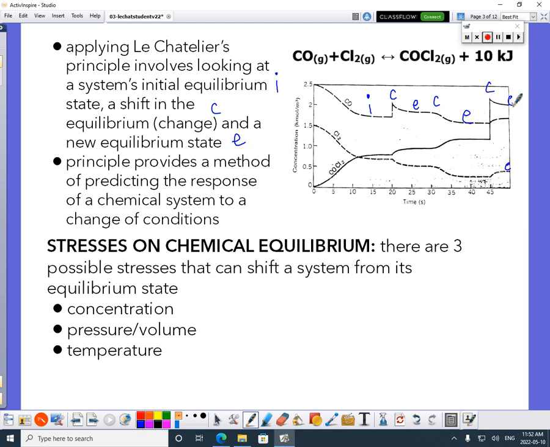We're going to do 3 types of stresses: concentration, pressure, volume, and temperature. And it sort of goes in order of the brain power required, okay? Concentration is the most direct. And then pressure, volume, there's a teeny little hitch to it, and then temperature requires the most brain power.